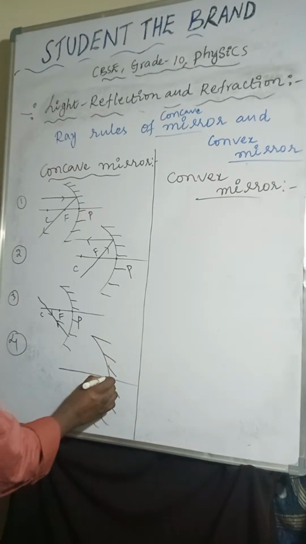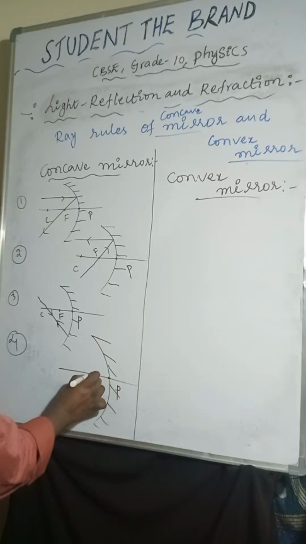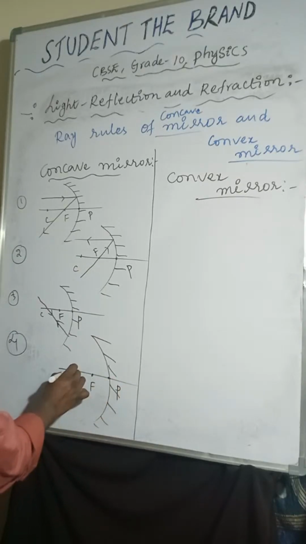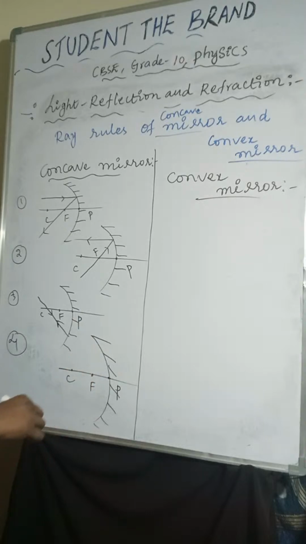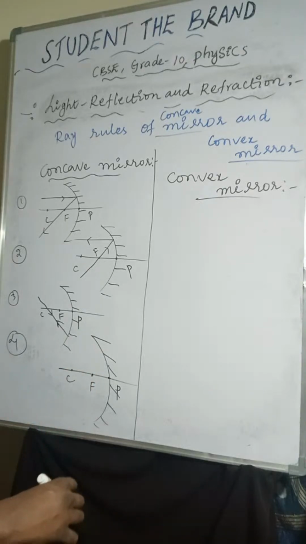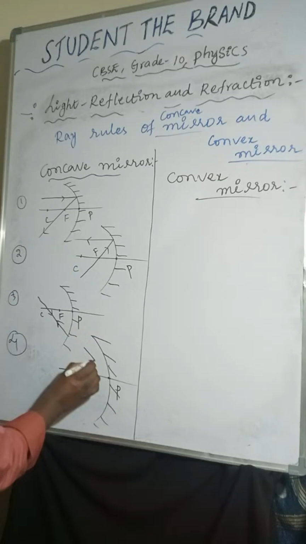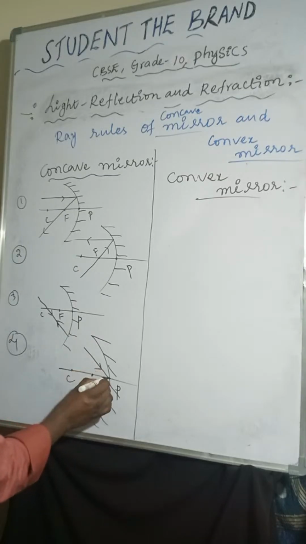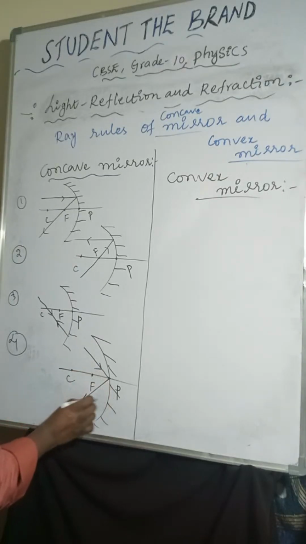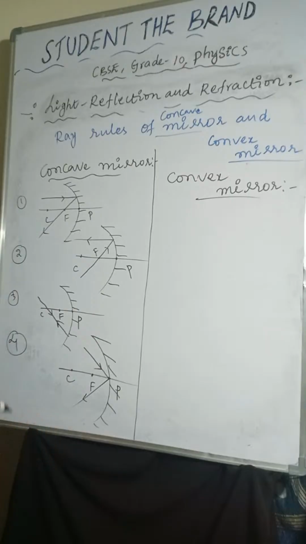Pole, focus, center of curvature. A light ray incident at the pole, after reflection, moves back into the same medium.